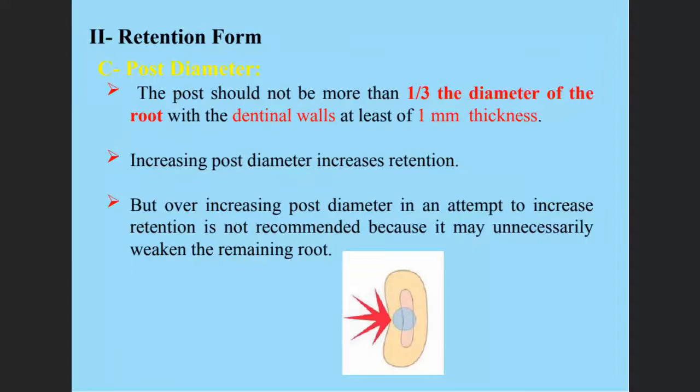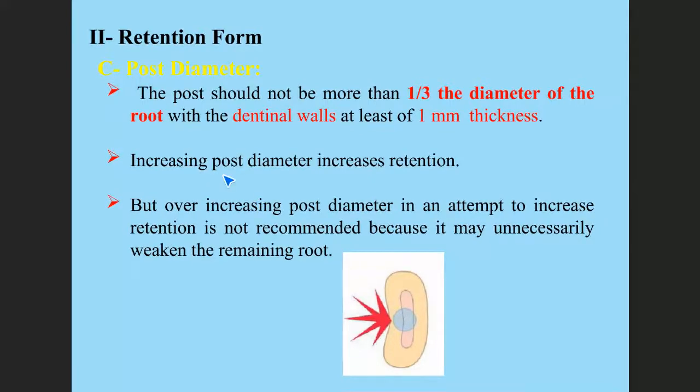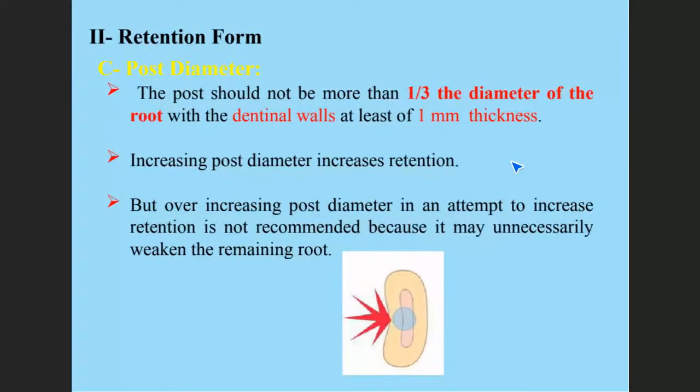The diameter of the post should not be more than 1/3 of the diameter of the root, with dentinal walls at least 1 mm thick. You should not reduce the thickness of the dentine to less than 1 mm. Of course, if you increase the post diameter, this will increase the retention. But if you over-increase the post size in an attempt to increase the retention, this will cause unnecessary weakening of the remaining tooth structure and lead to fracture, which is not recommended.